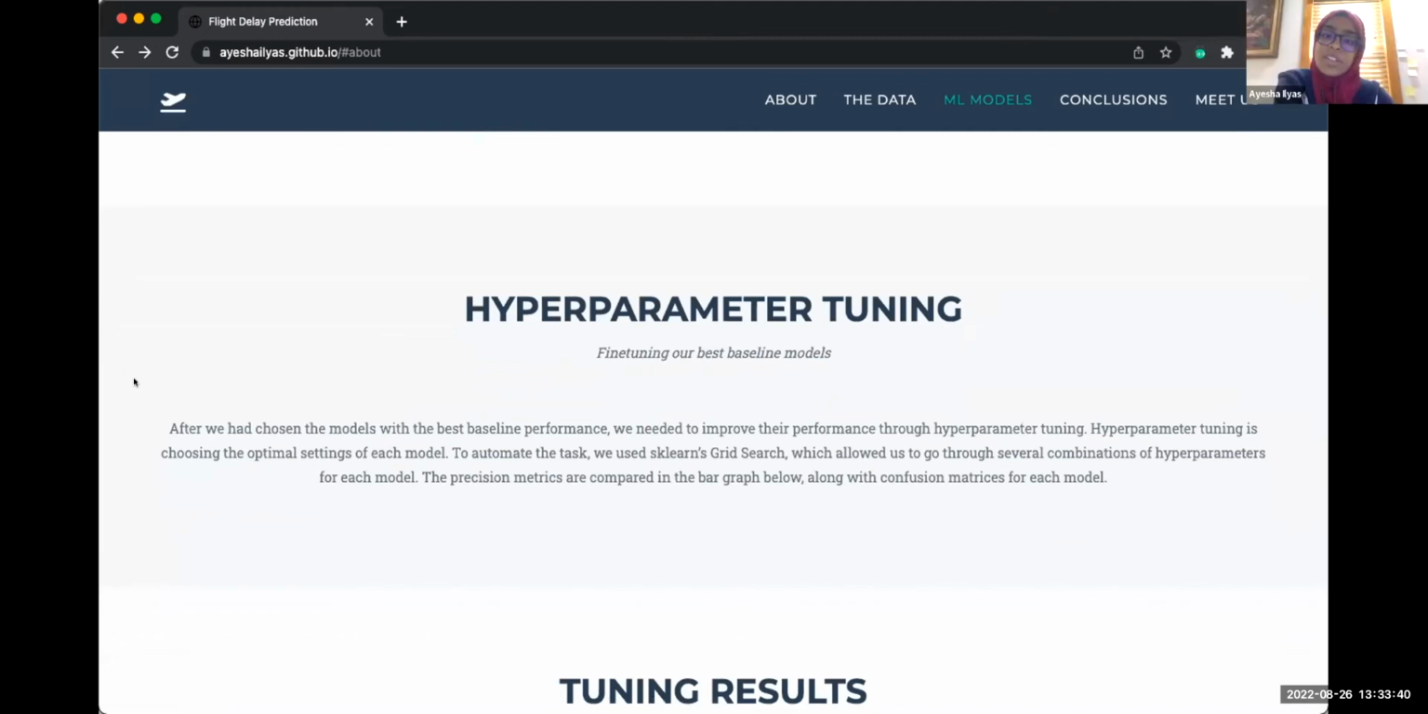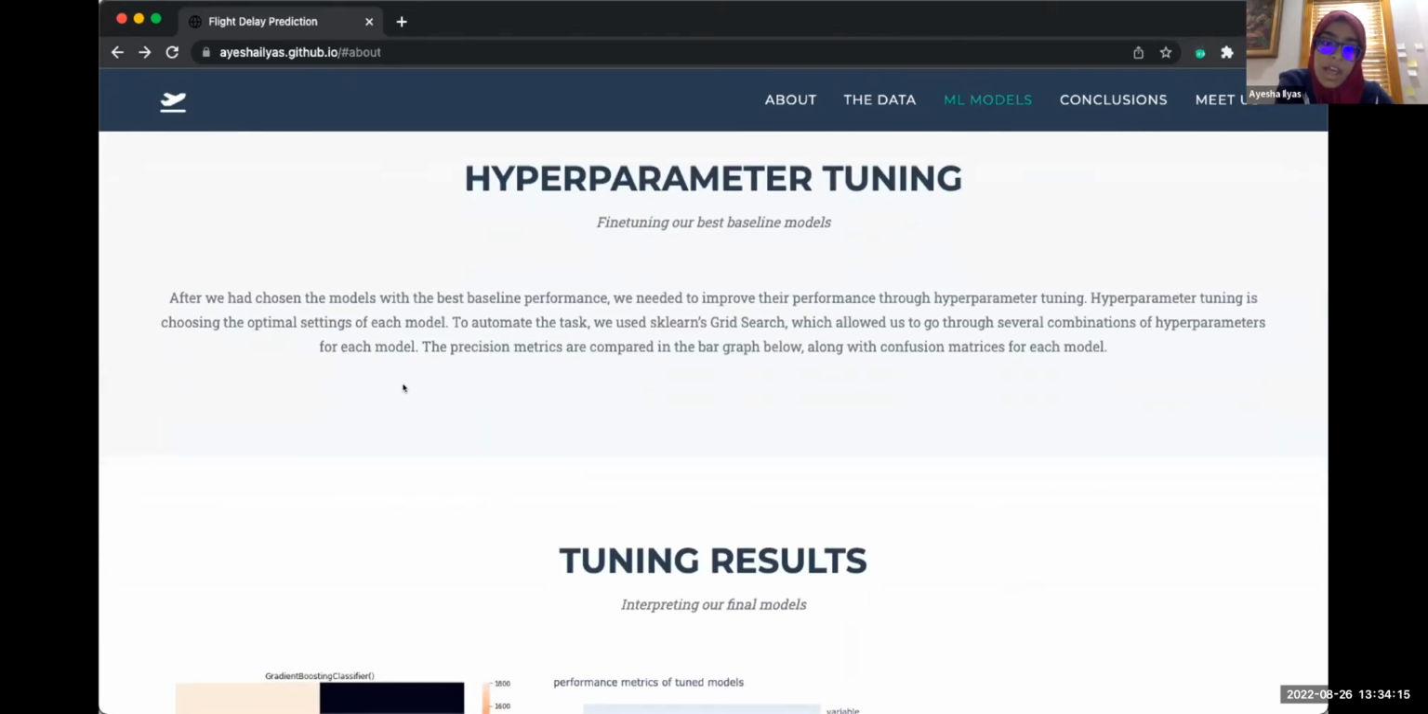So after our first iteration of training our machine learning models, we wanted to see if we could improve their precision. We decided to focus on precision because we wanted to reduce the number of false positives we were getting. So we chose a bunch of different values for the hyperparameters for all of our different models, and we used sklearn's grid search class to automate the process of training, testing, and evaluating all of these models, using precision as a metric to figure out which models and which hyperparameters were the most effective.